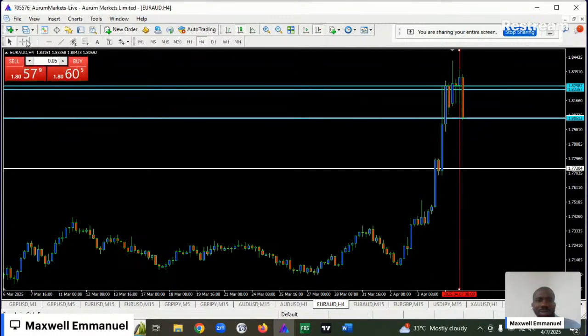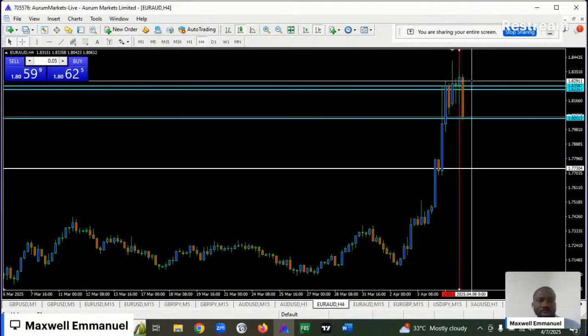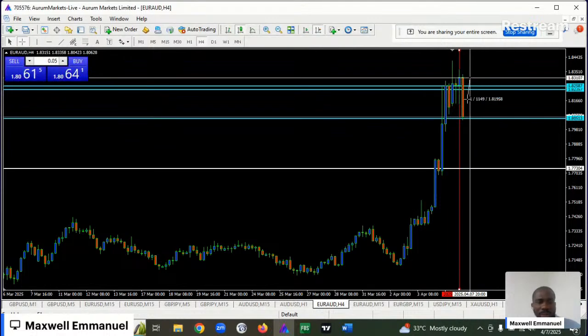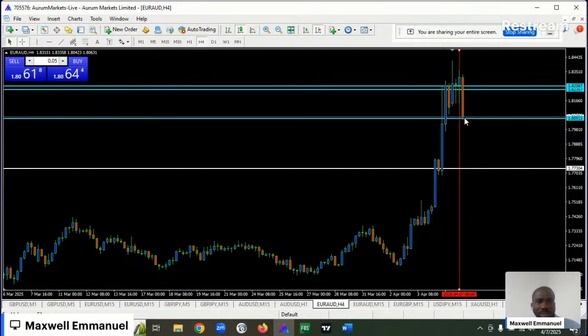It's been bearish. Let's see how many pips it has done. You can see today, just in the past 4 hours, it has done over 200 and something pips. So if you jump in and start selling now, the risk could be too high. So patiently wait for a pullback before you consider selling Euro Australian dollar.